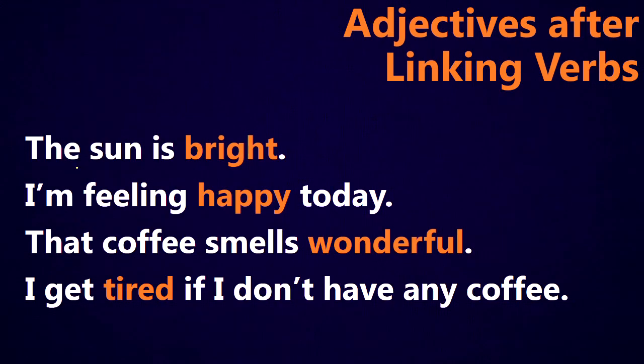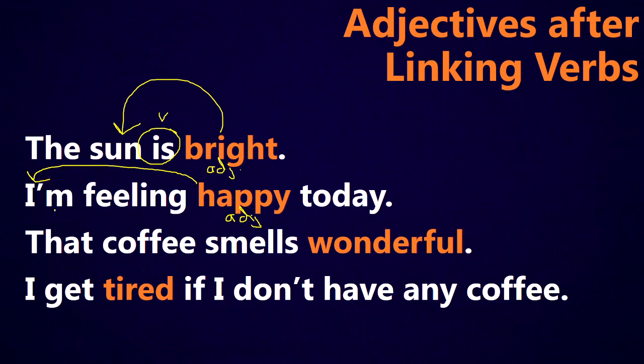So for example, I can say the sun is bright. Bright is an adjective. And what is it describing? It's describing the sun. And it's describing the sun through this linking verb is. And is the be verb. Or I'm feeling happy today. So happy is my adjective, and it's describing me. Here, I'm feeling, there's my verb. I can say I feel happy today, or I'm feeling happy today. So here, feeling is a linking verb.